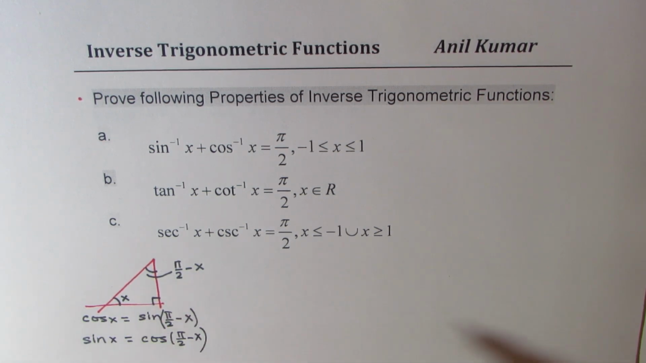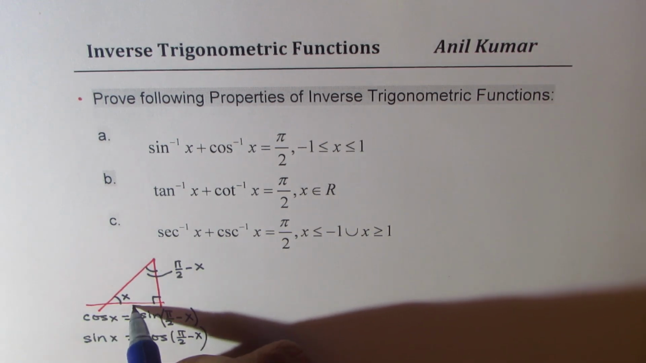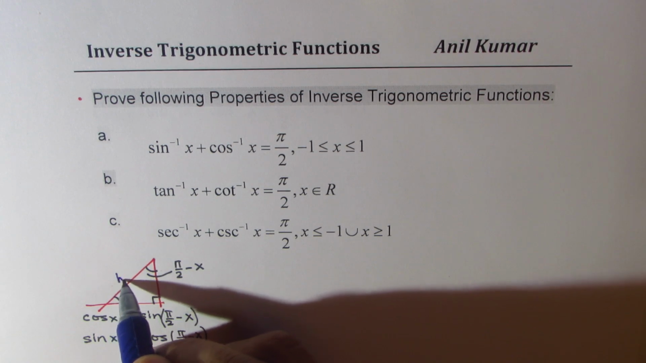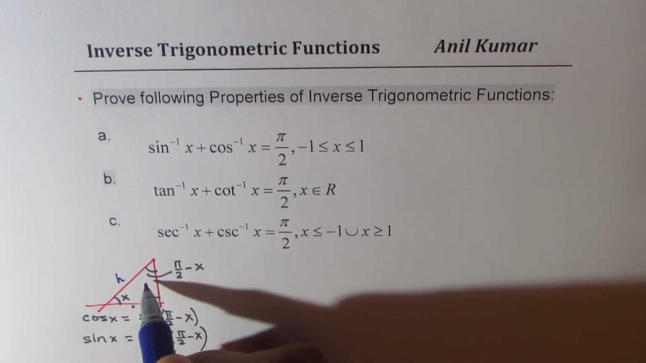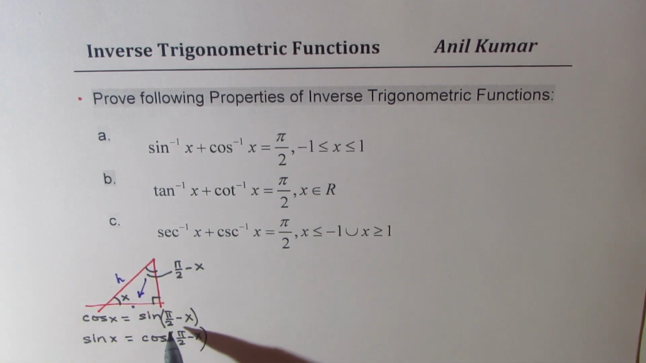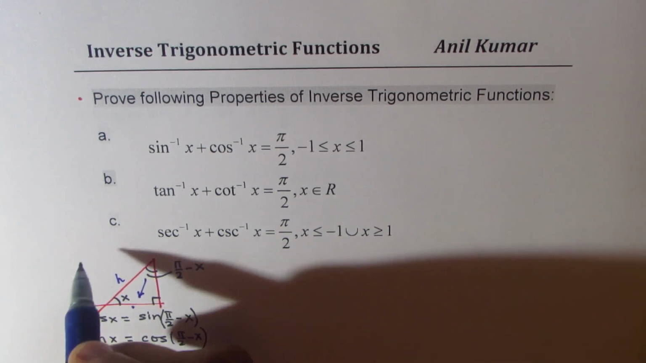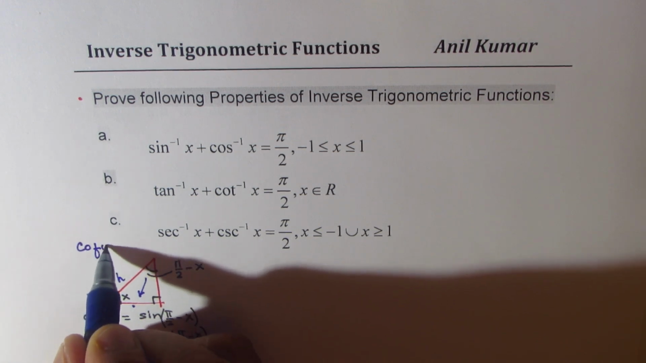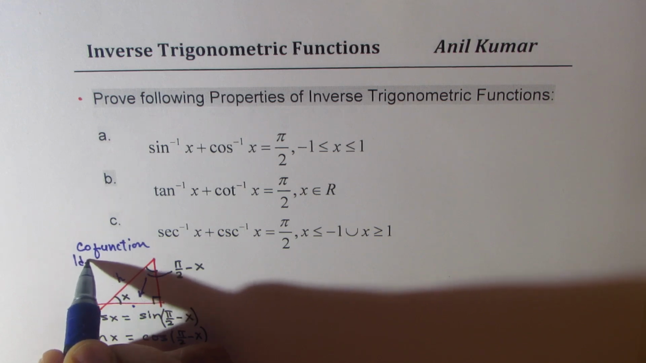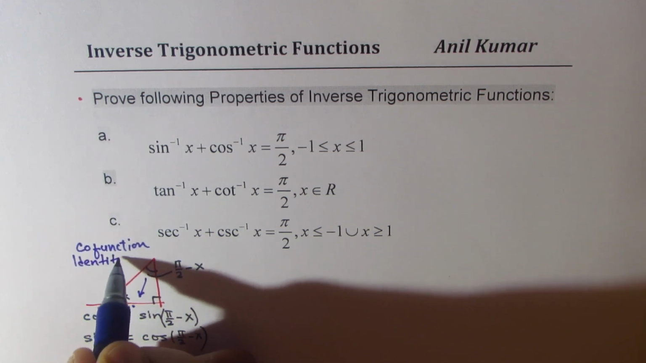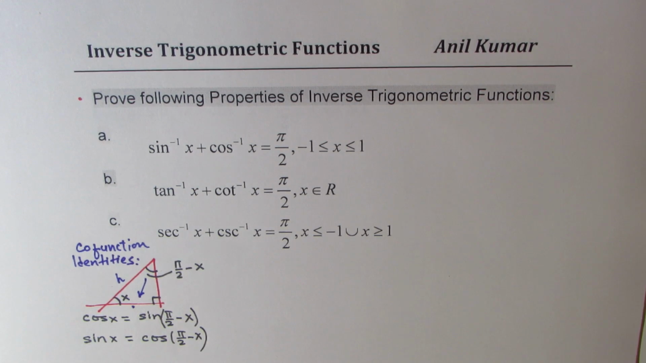Since cos is adjacent over hypotenuse, sine is opposite over hypotenuse. But if I see from the other side, which is pi by 2, the adjacent side for x becomes opposite to pi by 2 minus x, right? So basically these are co-function identities. So that is one thing.